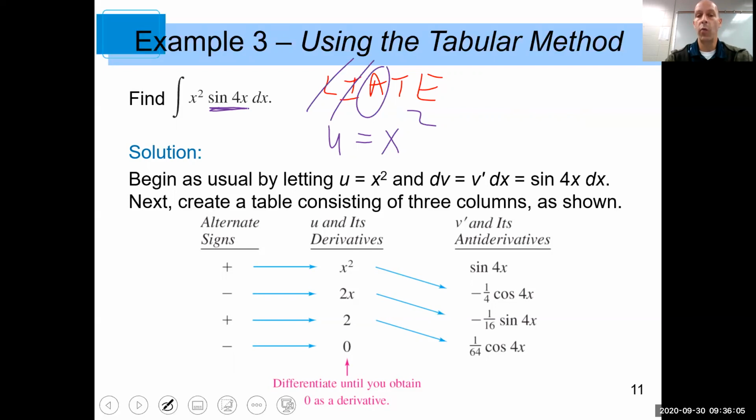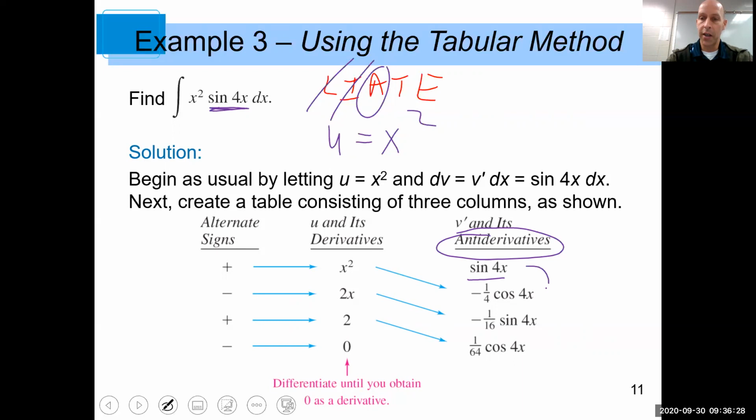What is the derivative of sine 4x? Well, it's negative 1/4. I'm sorry, it's antiderivatives. I'm getting confused. Sorry. We're doing the antiderivatives now. What is the antiderivative of sine 4x? Well, it's negative cosine 4x, but then we have to do that 1/4 there because remember, we're doing the opposite of differentiation. And then we go again.